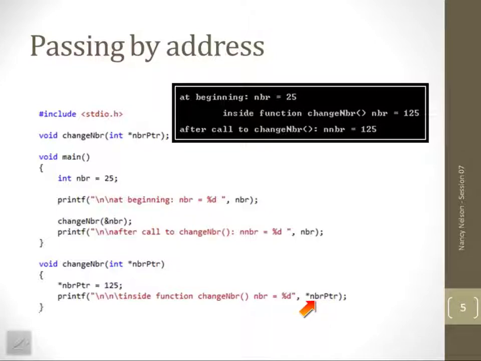Let's follow this through from the beginning. We have a variable called number declared in main. It's assigned the value 25. So we're going to print at the beginning number equals 25, which is what we see right here in our output. Now we go into the function, change number, and it passes in not number, but the address of number. Okay, so this is pretty important right here, that we've passed it by address, and that's how we know that we're passing by address and not by value.